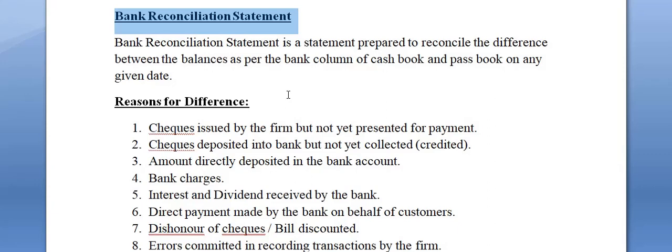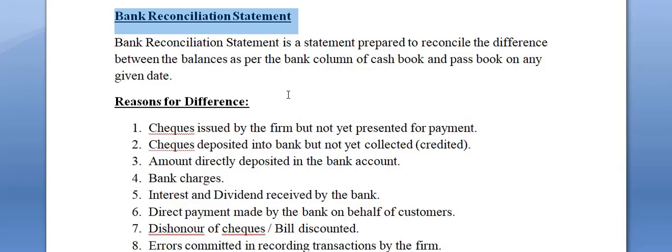Just to rationalize it, to justify the difference, to draw a relationship between the differences of cash book and the passbook, they prepare a statement known as bank reconciliation statement. Okay, I hope you understood the term bank reconciliation statement, why we prepare this, why we have to prepare.